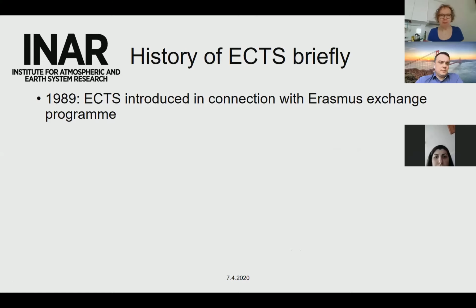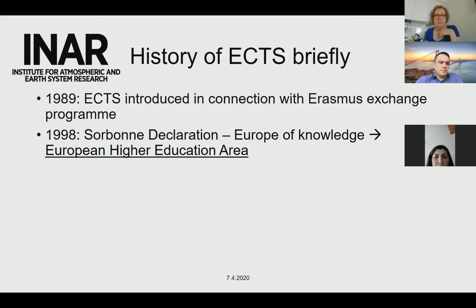But next, the history. So ECTS as such has a history of about 30 years now. It was first introduced in connection with a mobility program, with the Erasmus exchange program, to make it easier for students to transfer studies that they did during the exchange period to their home institute. And some 10 years later, there was the Sorbonne Declaration, where it was first mentioned that we should build a Europe of knowledge.